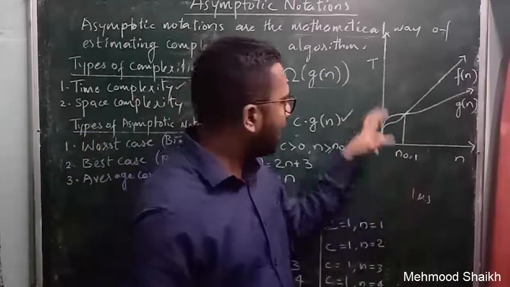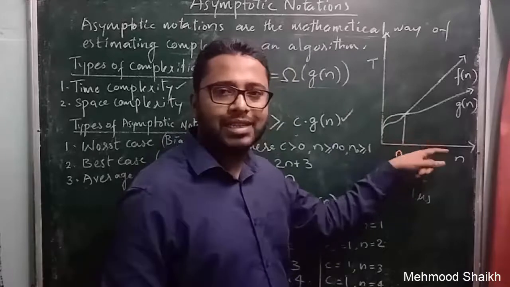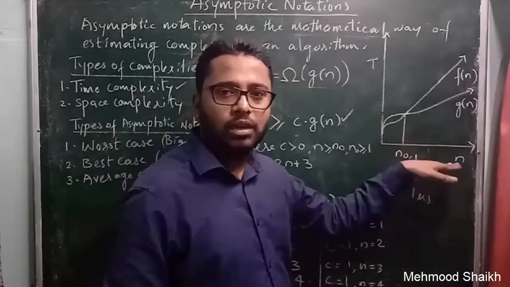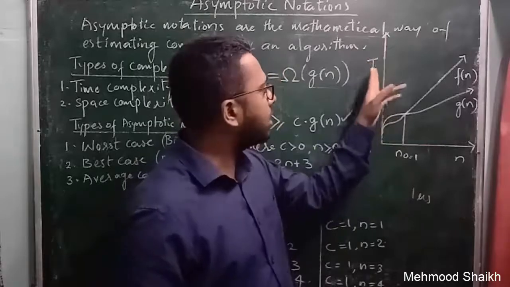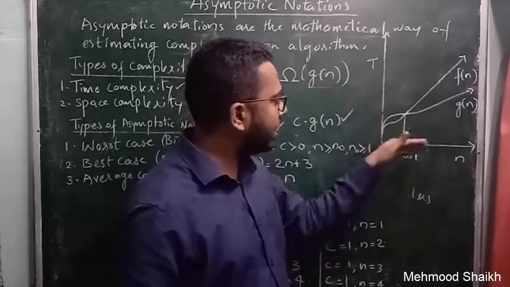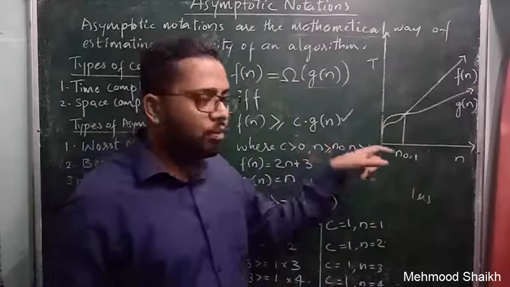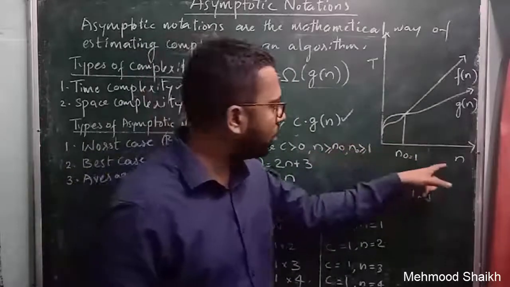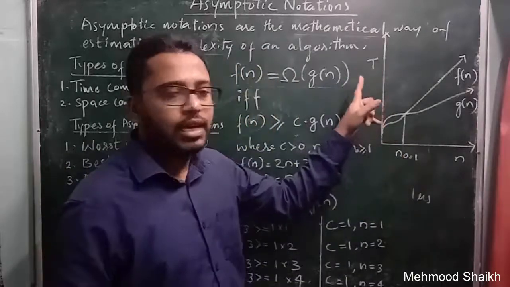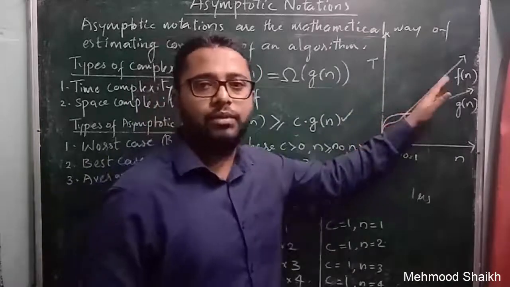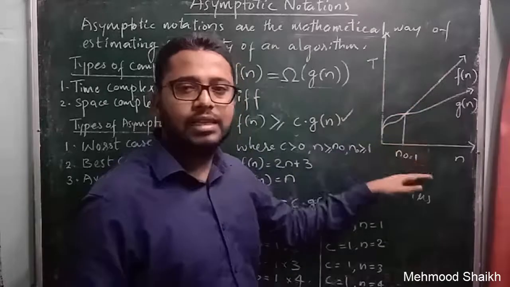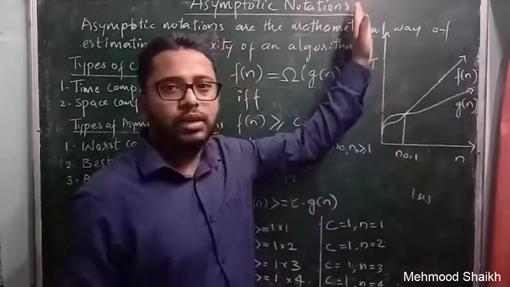The same behavior we are trying to depict with the help of this graph. Here I have plotted a graph where on the x-axis I have taken the input size or the number of steps, and on the y-axis I have taken the time. This indicates that as you keep increasing the input, the time also increases. You can see in this graph the linear behavior of an algorithm, where with the increase in the size of input, the time is also increasing.